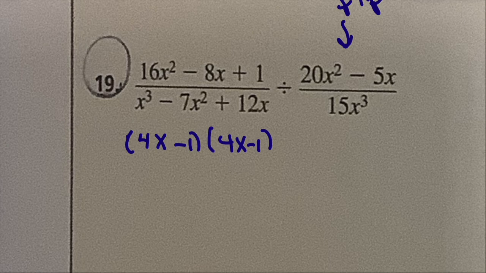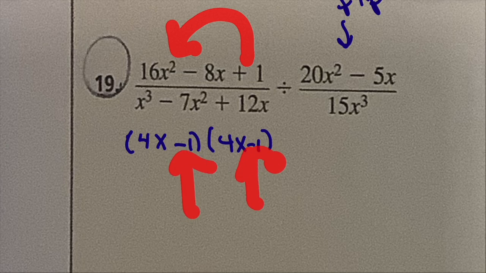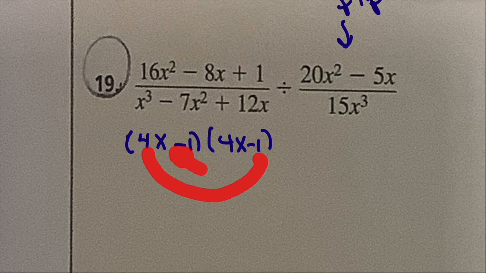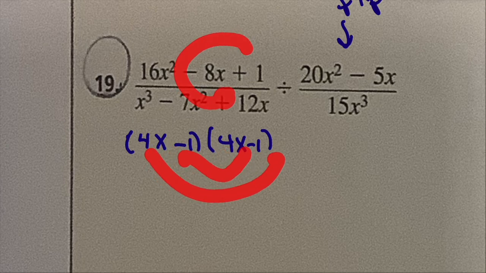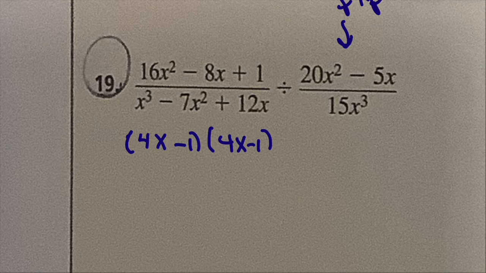And let's check for a minute. 4x times 4x should be 16x squared. Negative 1 times negative 1 is 1. Remember, if the back is positive, look to the middle. That sign will repeat in both of them. And then our middle term was made because our inner and outers become negative 8. Negative 4 and negative 4 make negative 8x. Okay, so that's the factorization of that top.